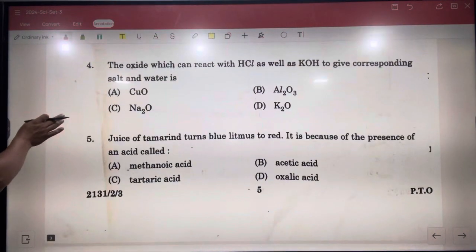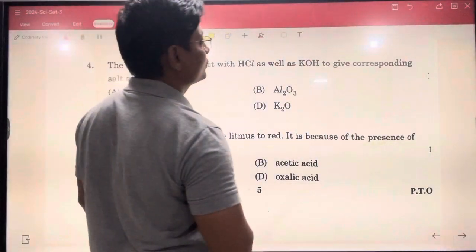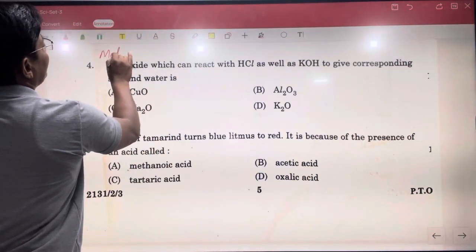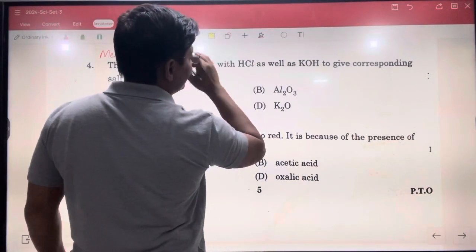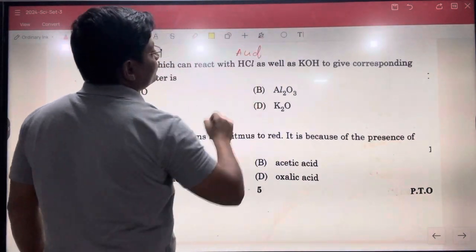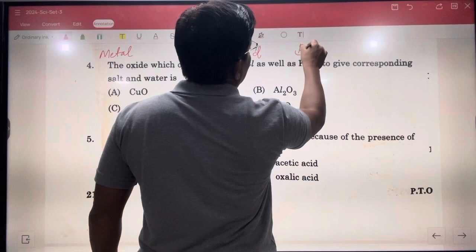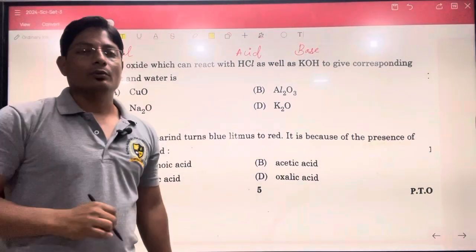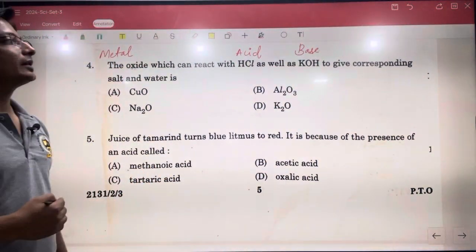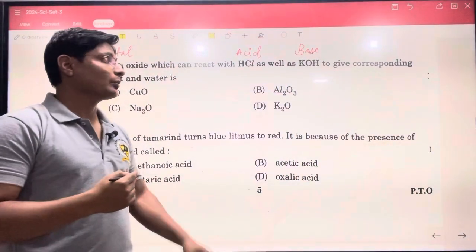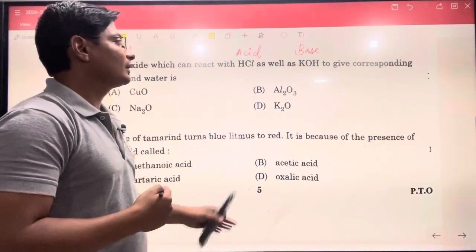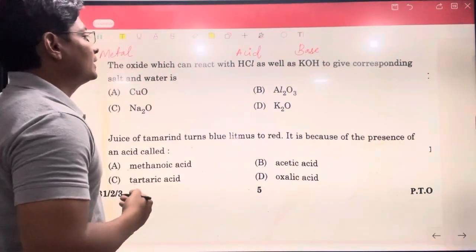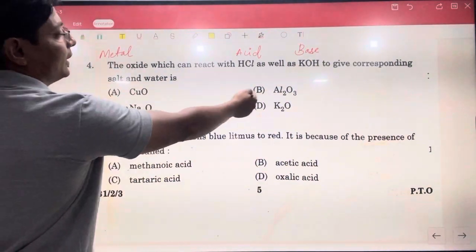Fine. Then the fourth one, the oxide which can react with HCl as well as KOH to give the corresponding salt and water. So here the oxide means basically they are talking about a metal oxide, and the metal oxide here reacts with HCl. HCl is nothing but an acid, and KOH is nothing but a base. So here the question is, which of the metal oxides will react both with acid and base? While discussing the theory, we had gone through this concept and we had seen that there are two metal oxides which will react both with acid and base. Those are aluminum oxide and another one is zinc oxide. So therefore here in the options we check if those are available: CuO, Al2O3.